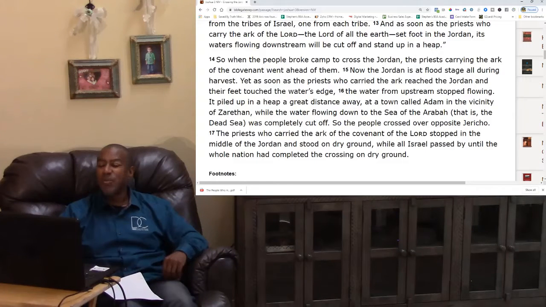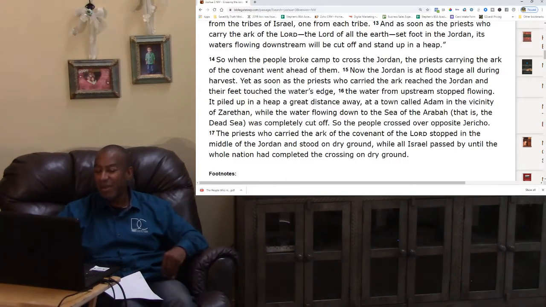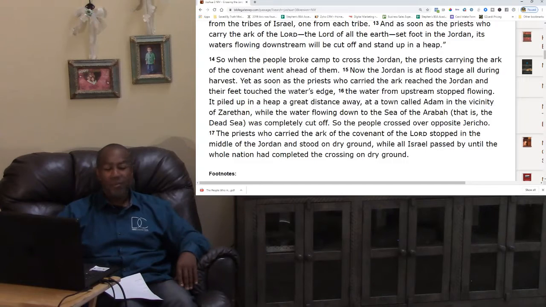Yet as soon as the priests who carried the ark reached the Jordan and their feet touched the water's edge, the water from upstream stopped flowing, and it piled up in a heap a great distance away, at a town called Adam in the vicinity of Zarethan. While the water was flowing down to the Sea of Araba, that is the Dead Sea, it was completely cut off. So the people crossed over opposite Jericho.